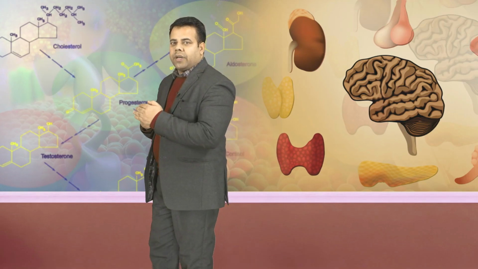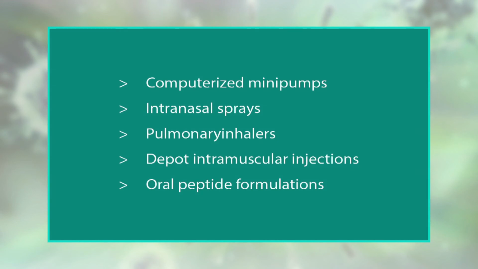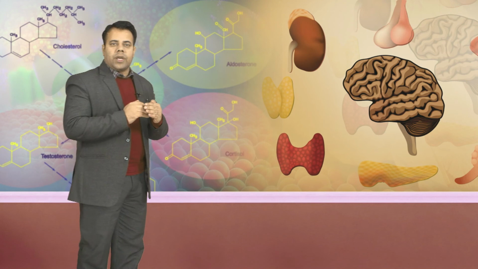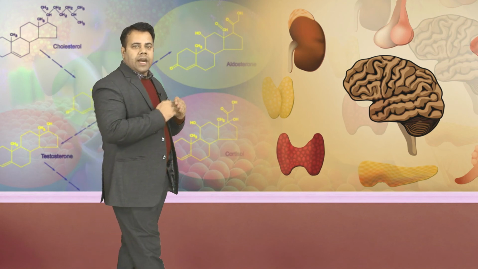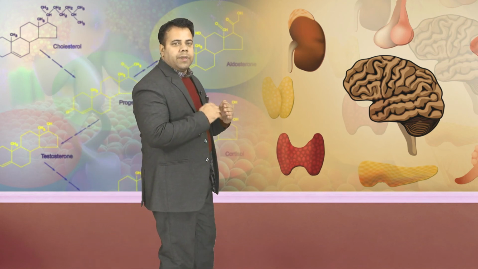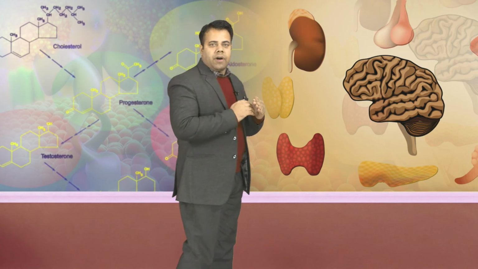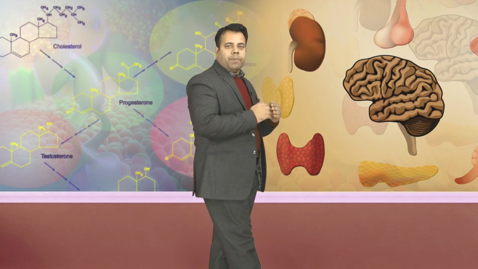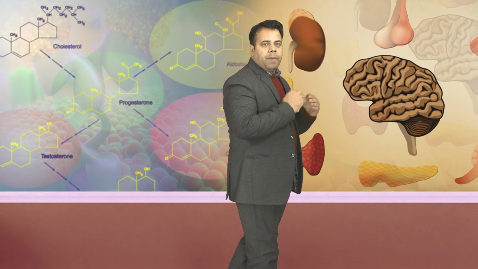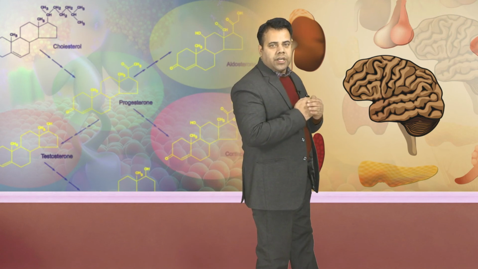Improved hormone delivery systems, including computerized mini pumps, intranasal sprays, pulmonary inhalers, depot intramuscular injections, and oral peptide formulations will also enhance patient compliance and improve ease of administration. Insulin delivered by inhalation has already been approved for use, and many others are under investigation.